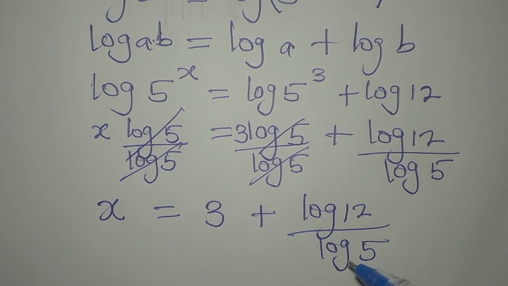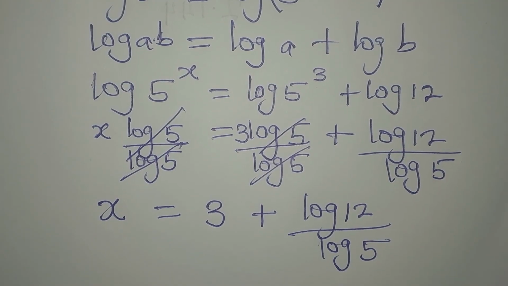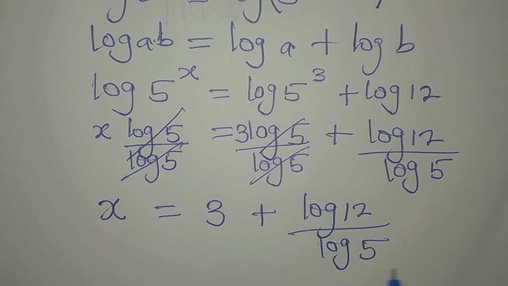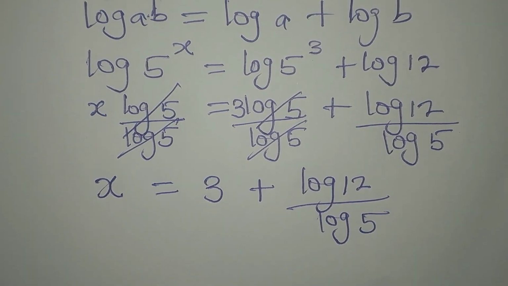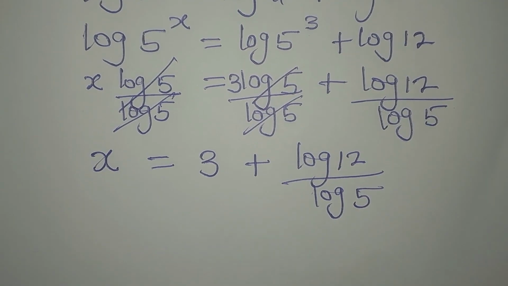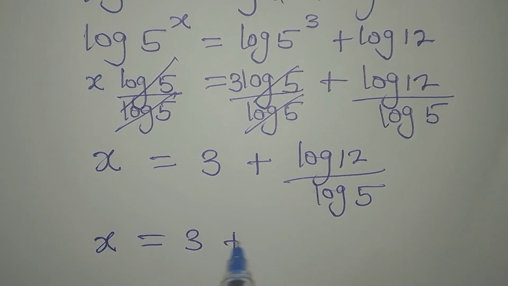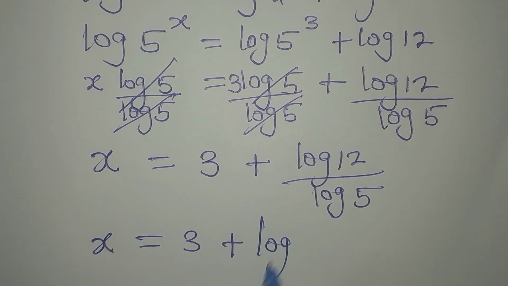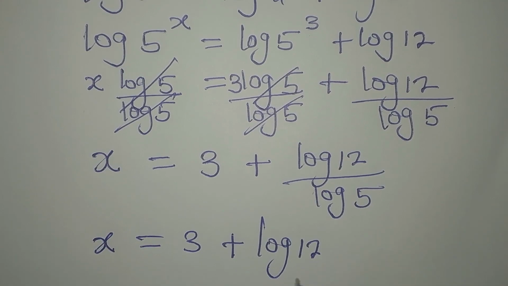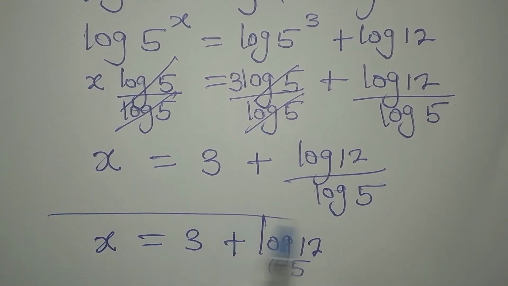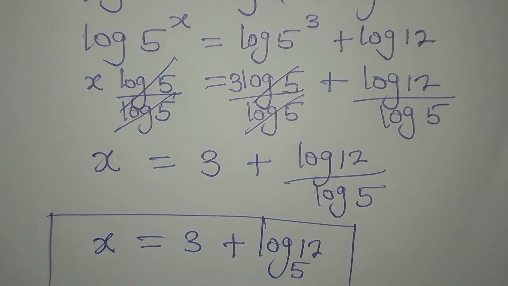If you want to press calculator, you can enter log 12 divided by log 5 because they are in the same base. But you can decide to change your base. To change the base, we'll have x to be 3 plus log 12, and this 5 becomes the base. So this is our x.